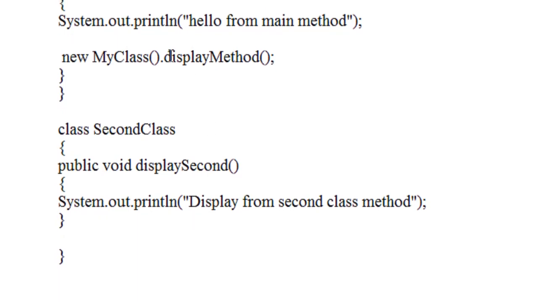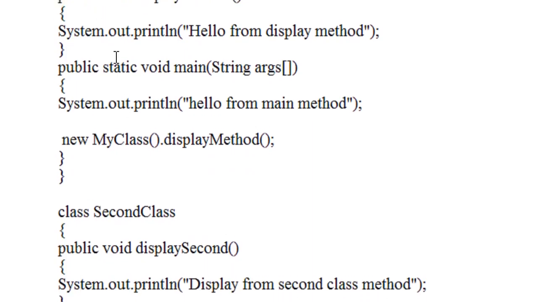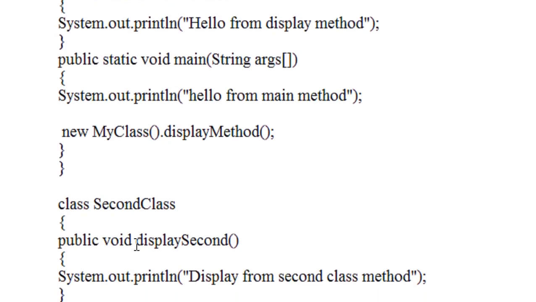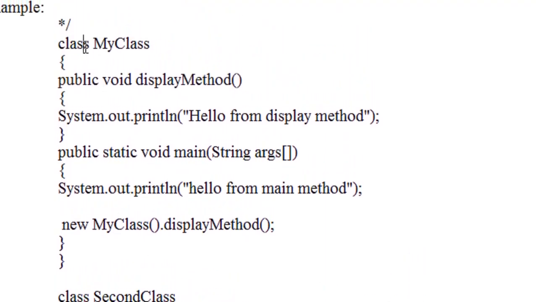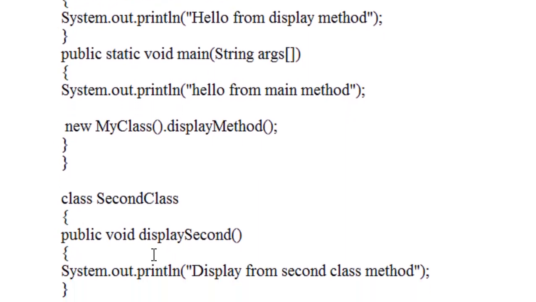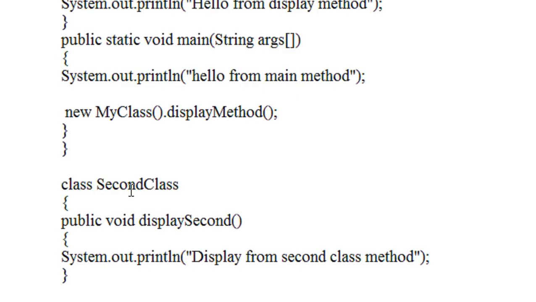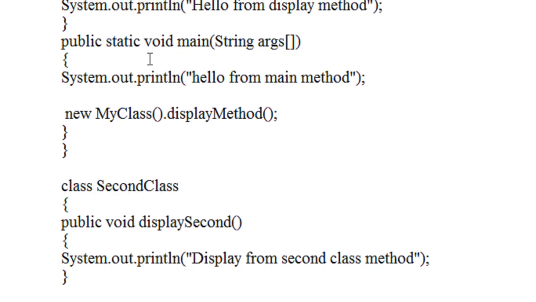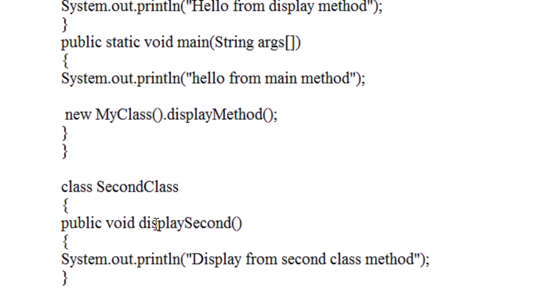This is because there is no connection between these two classes. In order to connect these two classes, we have to use the object of the corresponding class. So here there are two classes present, class my class and class second class. In order to invoke a method inside the second class, you have to create an object of the second class in the first class, and by using that object you have to call the display method.